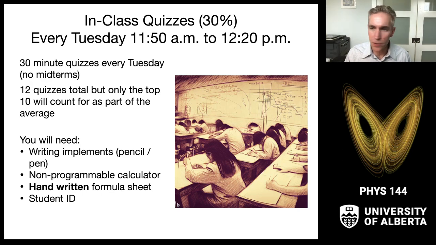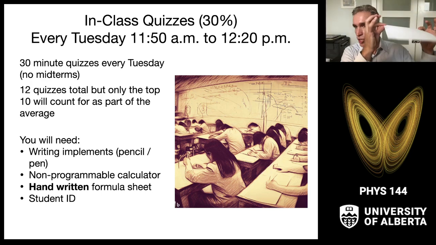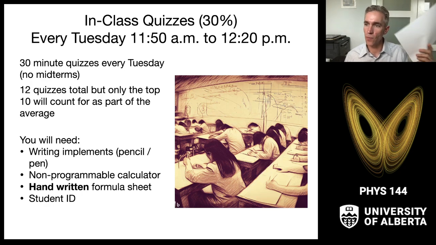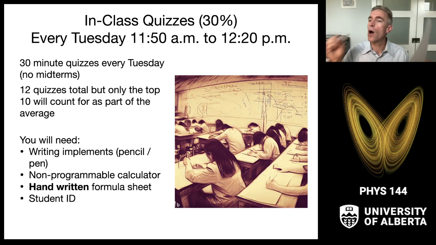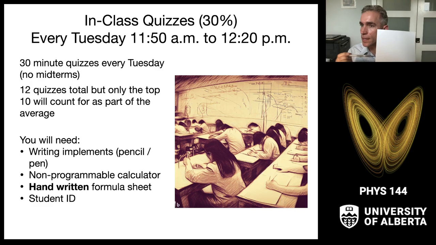You will need to bring to class a writing implement, like a pencil or a pen, a non-programmable calculator, and you will get to make your own formula sheet, which is just a standard size sheet of paper with whatever you can hand write upon it. And that means I would like you to take your sheet and a writing implement and put ink or graphite onto paper. A photocopy of someone else's handwritten sheet is not handwritten. I will take non-handwritten sheets and we will have what the authorities like to call a bad time. So just stick with a handwritten sheet.